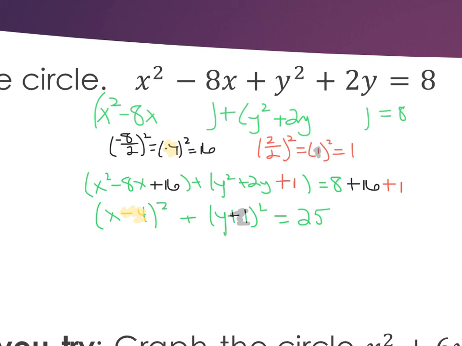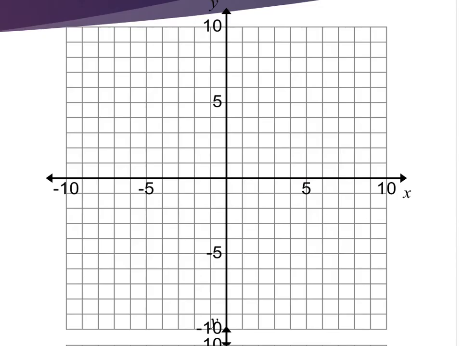Okay, now we can recognize that our center is at 4, -1, and our radius is the square root of 25, or 5. And now we can graph. The first thing we'll graph is our center, 4, -1. And remember, our radius is 5, so we're going to count 5 units right, 5 units up, 5 units left, and 5 units down from that center point, and draw our circle to the best of our ability. Just don't draw me a diamond, please.